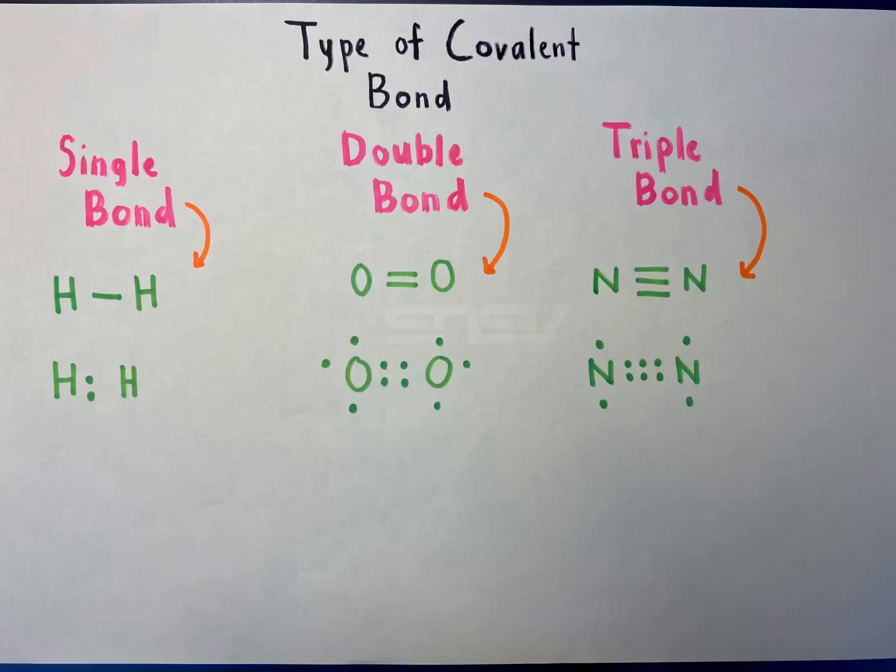Second, we have covalent bond. Covalent bond is a chemical bond where 2 or more electrons are shared by 2 atoms. In this bond, we have 3 types of covalent bond, such as single bond, double bond, and triple bond. This is an example of the 3 types of covalent bond.